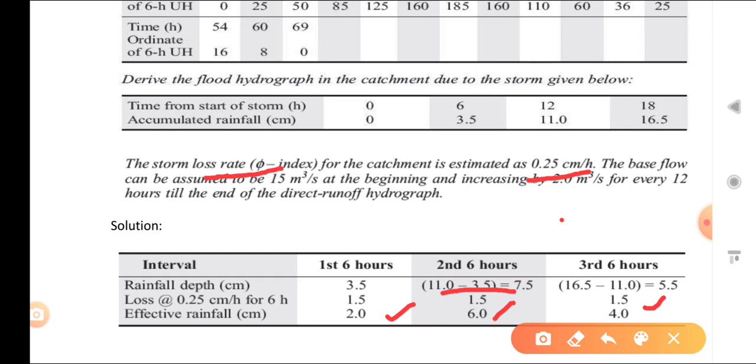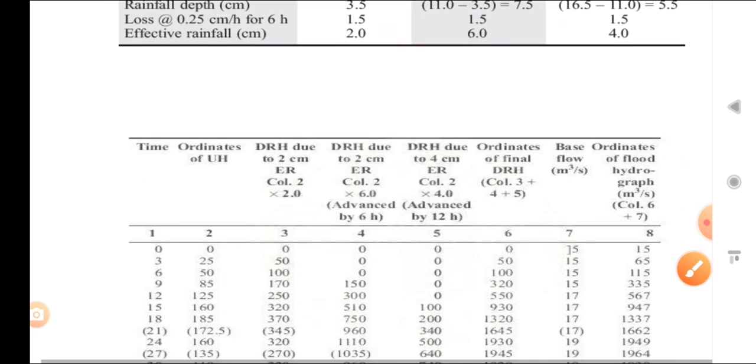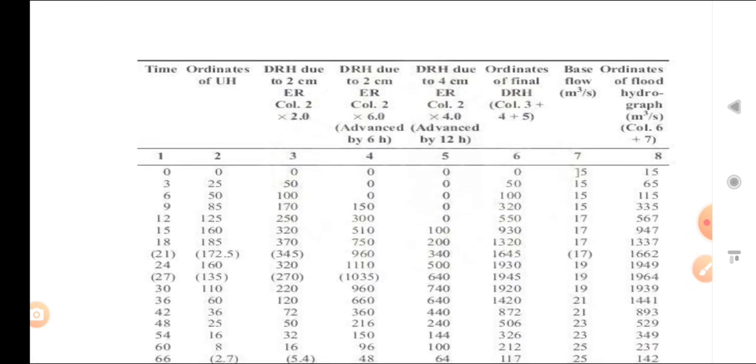So in the third column, what will we do? We will make the columns like you can see there. First column we will make time, then ordinate of unit hydrograph, and 3 storms are there. So we have to make 3 DRHs.